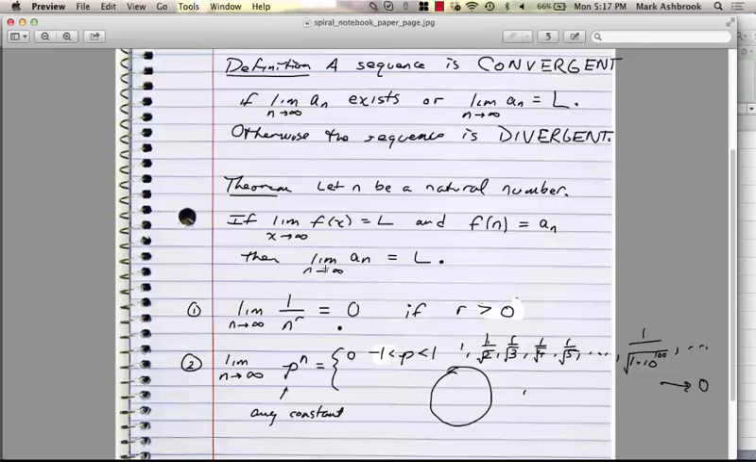Okay? When would this equal 1? When would it converge to 1 if p equals what? 1. Right? Because 1 times 1 times 1, you just keep getting 1, right? So if p equals 1, then this sequence is just 1, 1, 1, 1, 1, 1, 1, 1. Any other value, and this thing diverges.